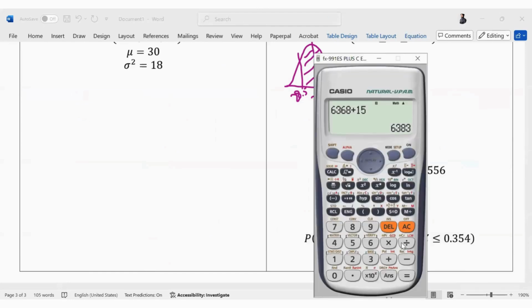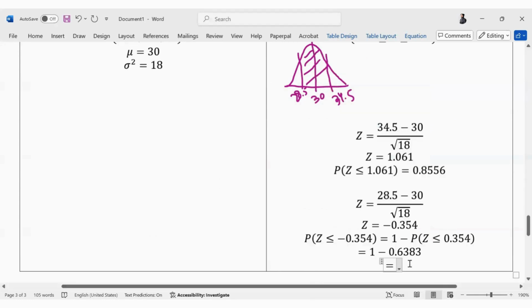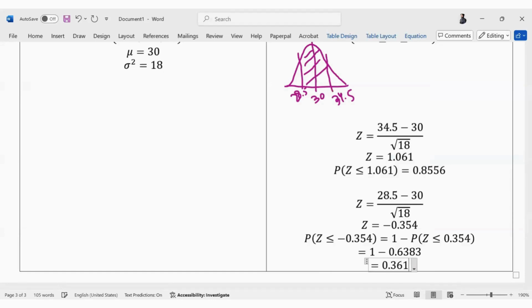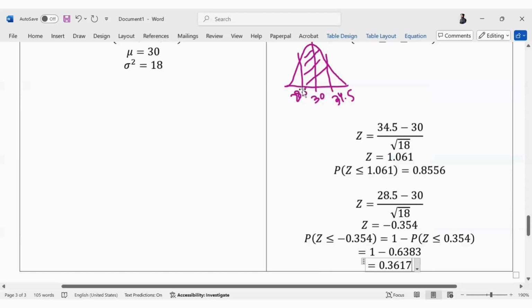So 1 minus 0.6383 is 0.3617. This is the probability beyond this, on the left of 28.5.